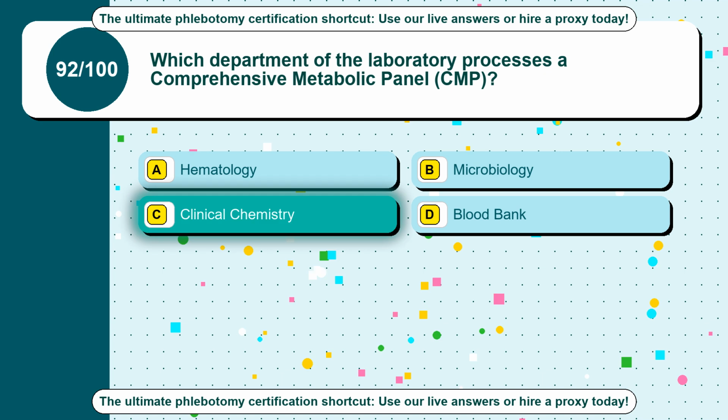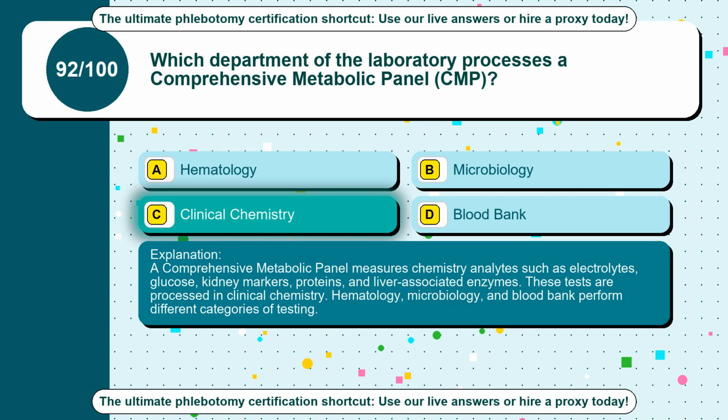The correct answer is option C, clinical chemistry. A comprehensive metabolic panel measures chemistry analytes such as electrolytes, glucose, kidney markers, proteins, and liver-associated enzymes. These tests are processed in clinical chemistry. Hematology, microbiology, and blood bank perform different categories of testing.